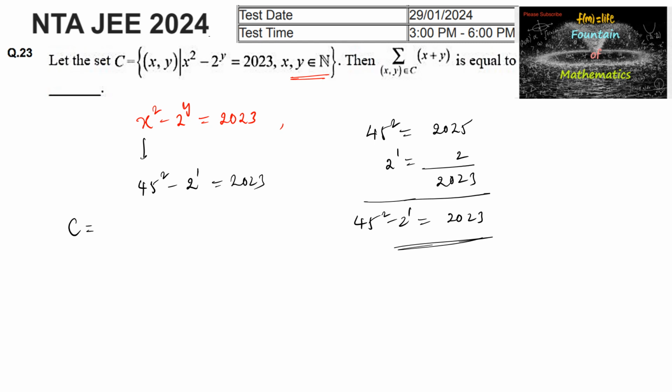So we'll be getting the set C is equal to only (45, 1). This is only one element. So therefore the sum x plus y, where (x, y) belongs to the set C, we can write only one ordered pair, that is 45 plus 1, which is 46. So 46 is the answer for this question.